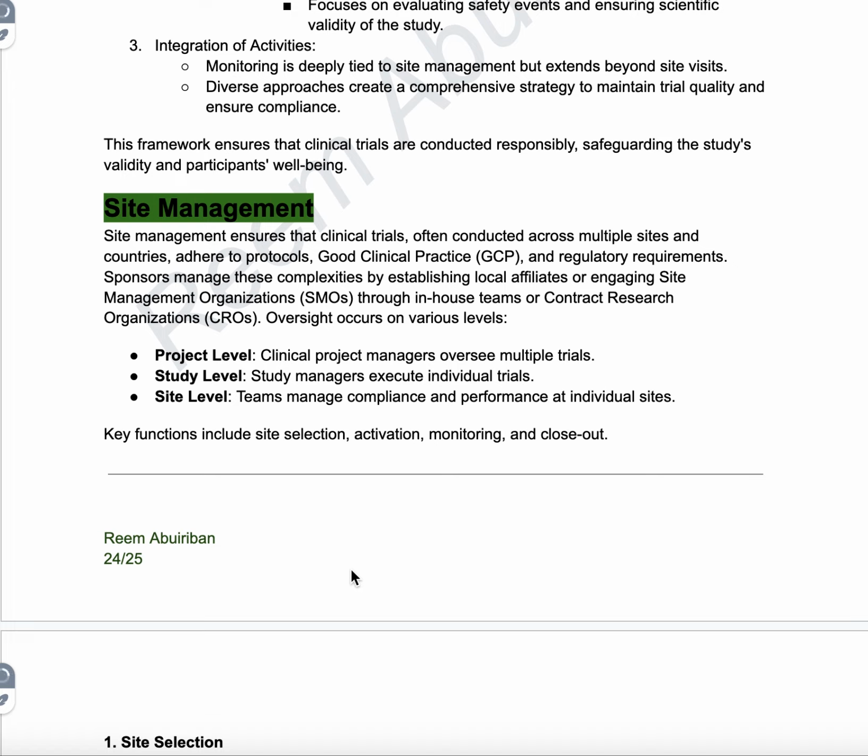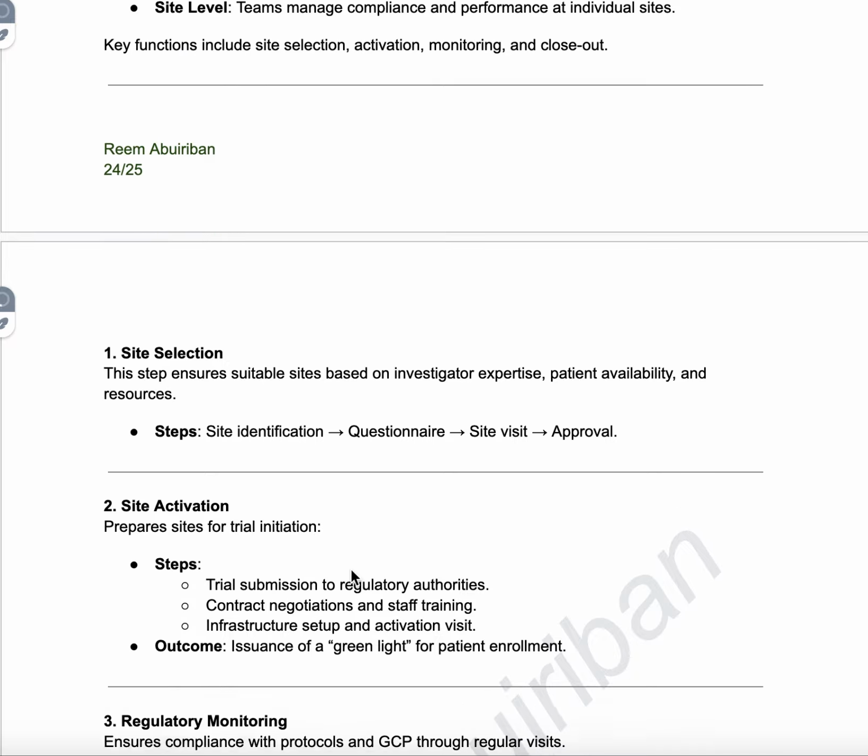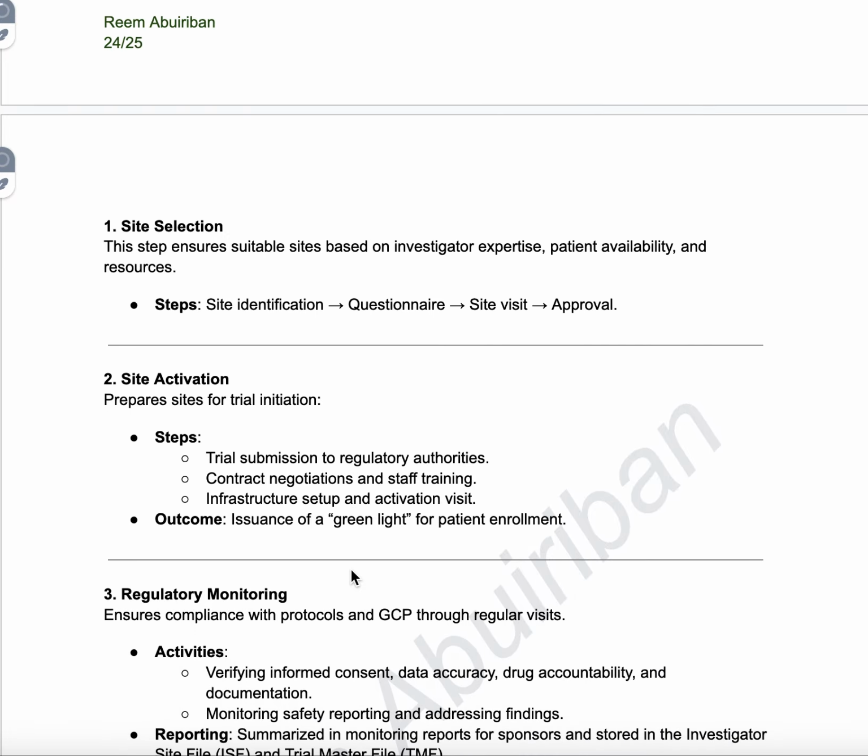So the key functions include site selection, activation, monitoring, and the close out. This is the function of the site management team. So the first one is site selection. This step ensures suitable sites based on the investigator expertise, patient availability, and resources.